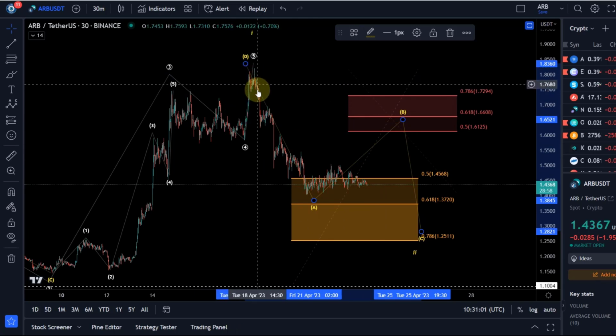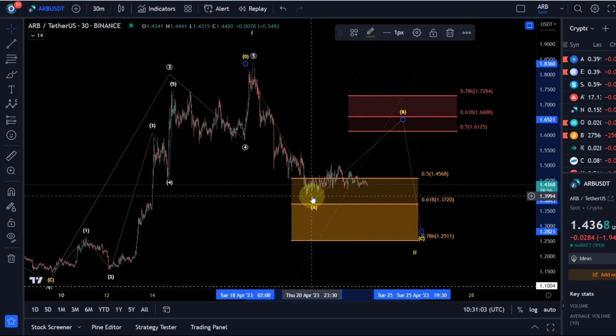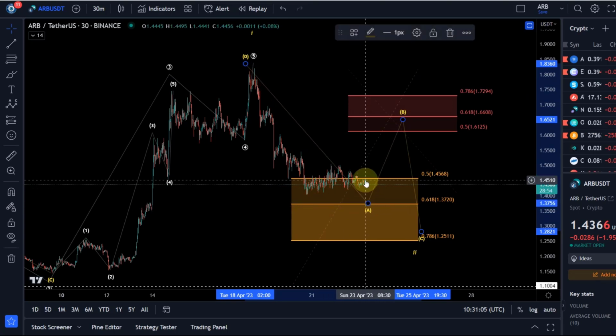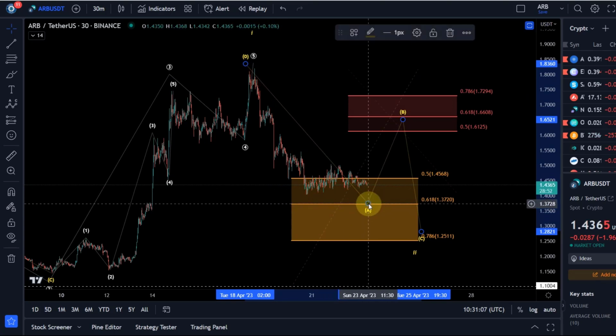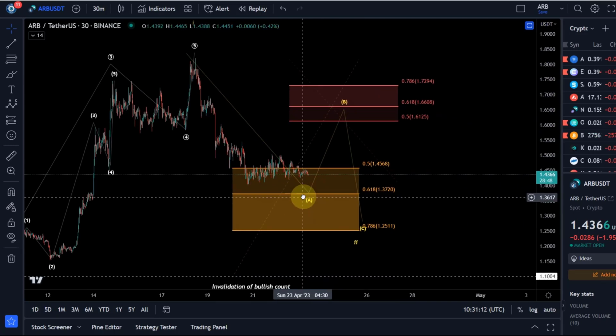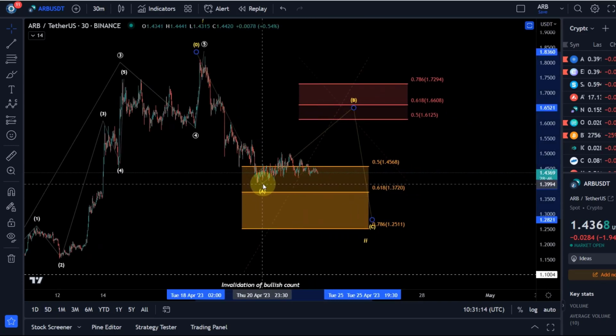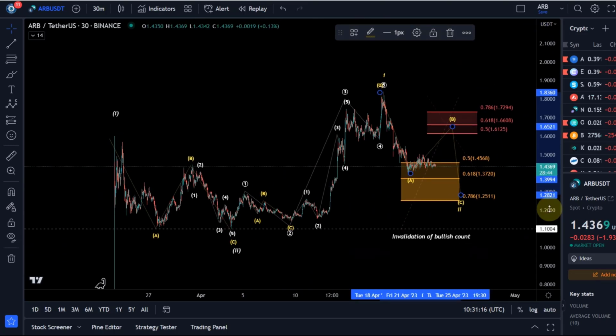Could it be within the A wave still a wave 4, and then I would be concerned because the A wave will get very, very long. So ideally the A wave is now done here and we're in a B wave. But again, the levels should be very clear.